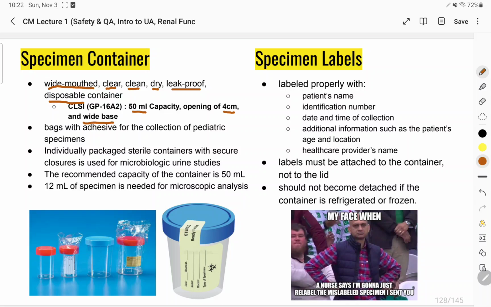And labels must be attached to the container, not the lid. Dapat sa body, dili sa tabon. Basin magka-baylo-baylo kung open. And it should not be detached if the container is refrigerated or frozen. Dapat dili matangtang ang label.